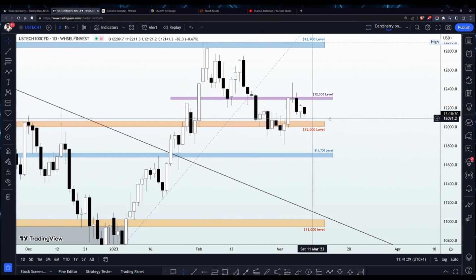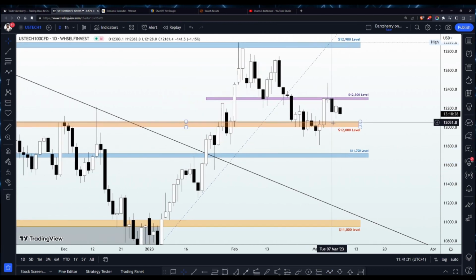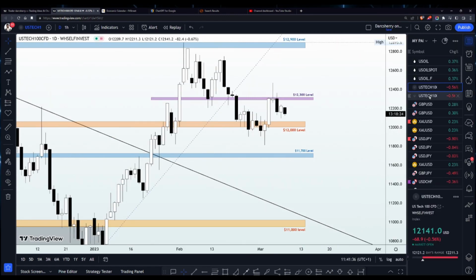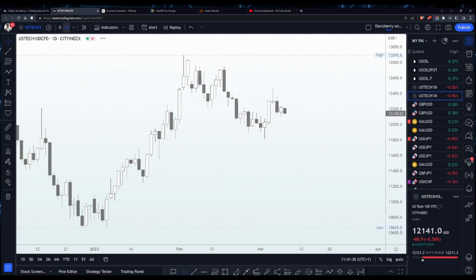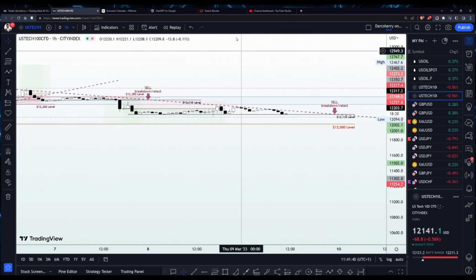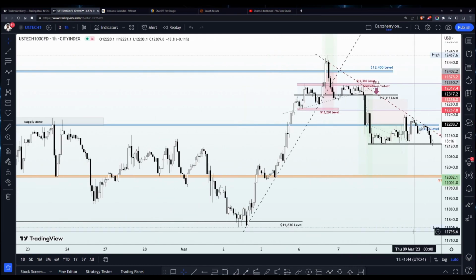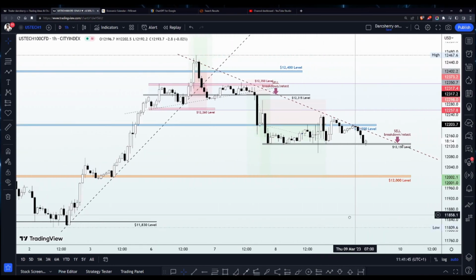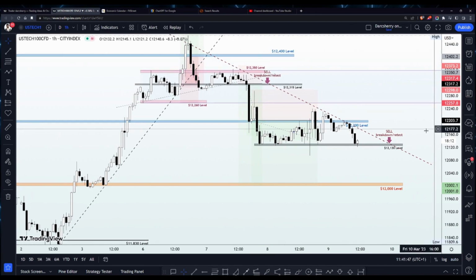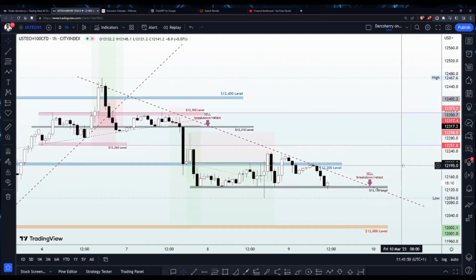So now, with the information we have gathered here on the daily time frame, let's scale back down to the 1 hour time frame to position ourselves ahead of the New York session. Now, going back into the 1 hour time frame, what are we going to be using to guide our trading activity for this week?